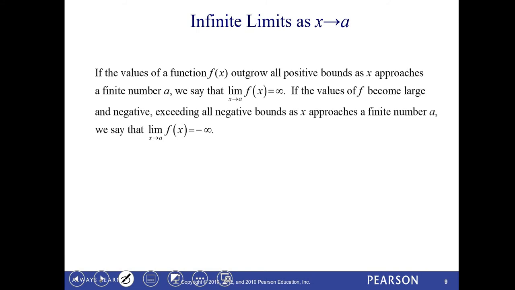And we've looked at limits as we go to infinity or negative infinity. Now what about limits as x approaches a value a? If the values of a function f of x outgrow all positive bounds as x approaches a finite number, we say that the limit as x approaches a is infinity. In other words, this is a vertical asymptote, and the function goes up and up and up, but never quite gets to a. The same is true if it becomes larger and approaches negative infinity. We also say that that is an infinite limit.